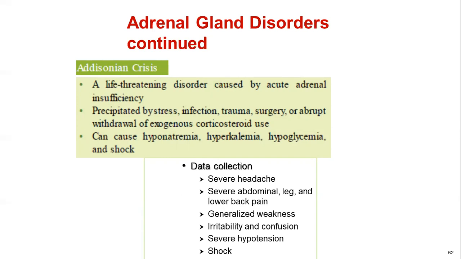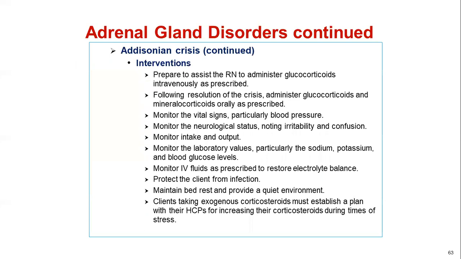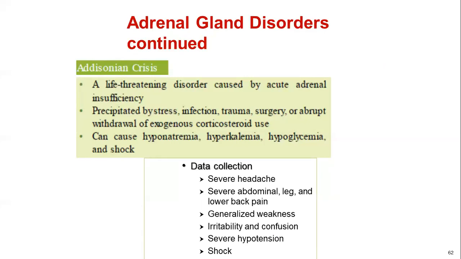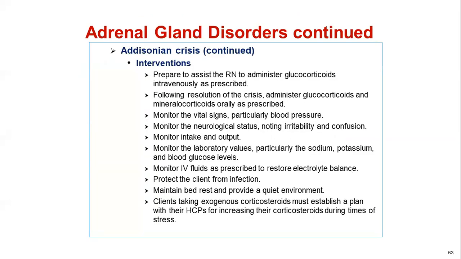What are the common sign and symptom of Addisonian crisis? We wrote on the bottom. Heavy headache, severe abdominal pain, leg pain, low back pain, generalized weakness, irritability, confusion, and severe hypotension. If we do not treat hypotension, it leads to shock, right? So management of the shock is important.